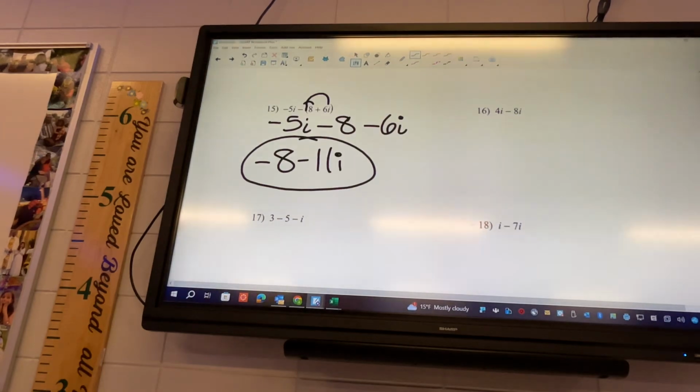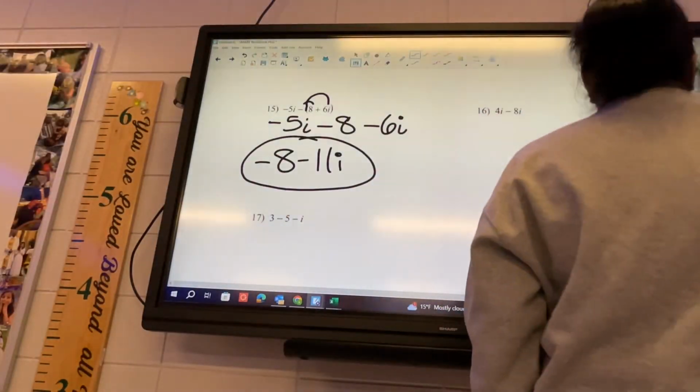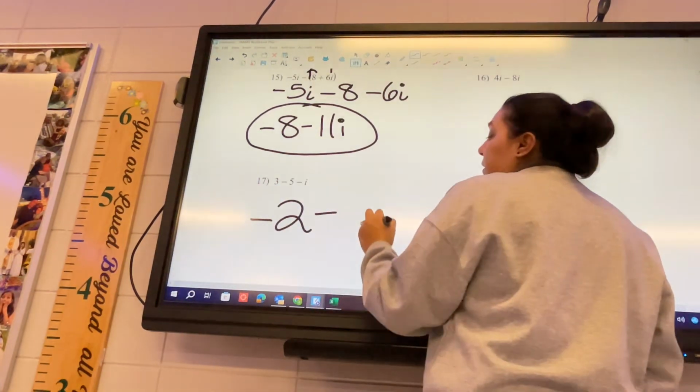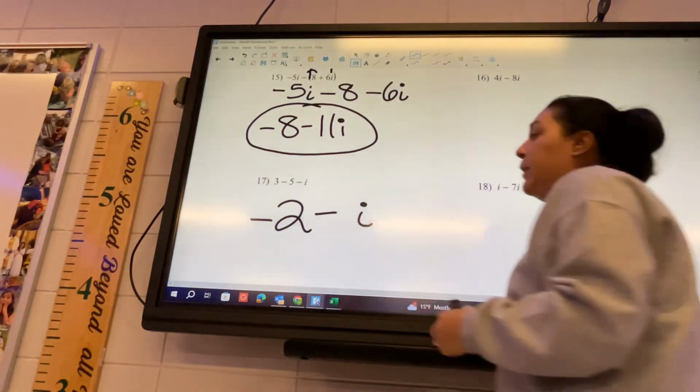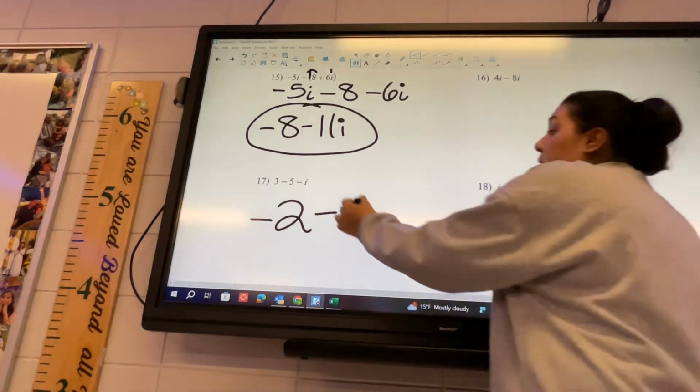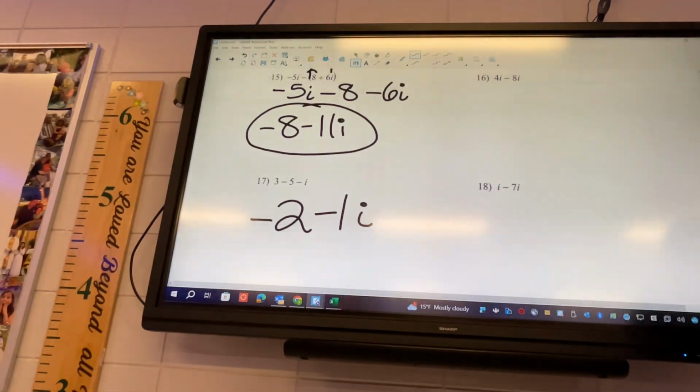Okay, 13. Who can get put together? 3 and 5. So 3 minus 5 is going to be negative 2 minus I. And again, if there's no number in front of an I, what number is there? A 1. It's the same exact thing as an X. Okay, so there's really a negative 1 in front of there.